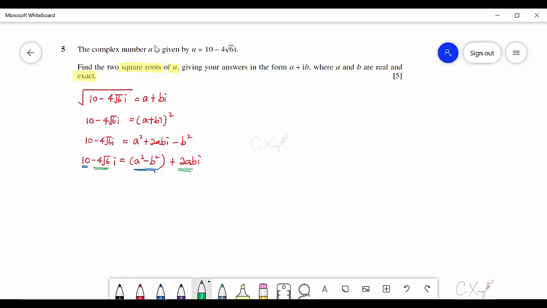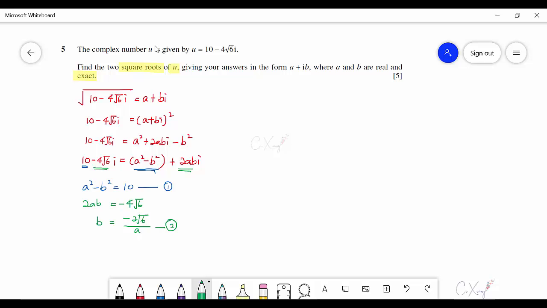So from here, you actually form two equations. Maybe I write like this: a square minus b square is equal to 10. And this will be your first equation. And after that, 2ab is equal to negative 4 square root 6. Then I will make b the subject. So you will see from here that b is equal to negative 2 square root 6 over a, and I will make this the second equation.